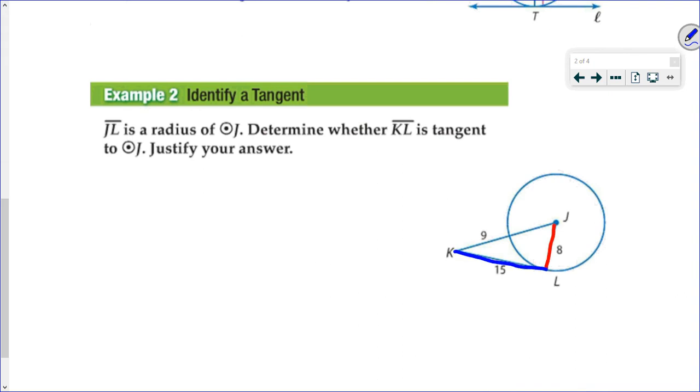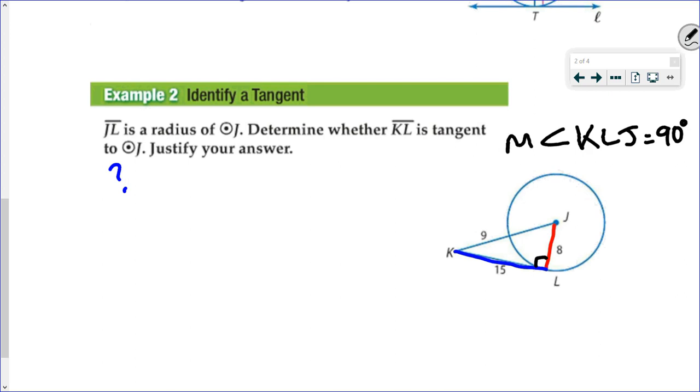So, and then we got to justify our answer. So what would make KL tangent? Well, it would be tangent if this angle is right, if they're perpendicular, if that radius is perpendicular. So we want to determine, is angle KLJ 90 degrees? Is the measure of that angle 90 degrees?